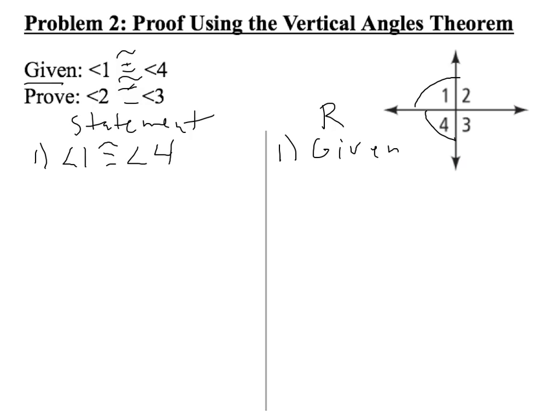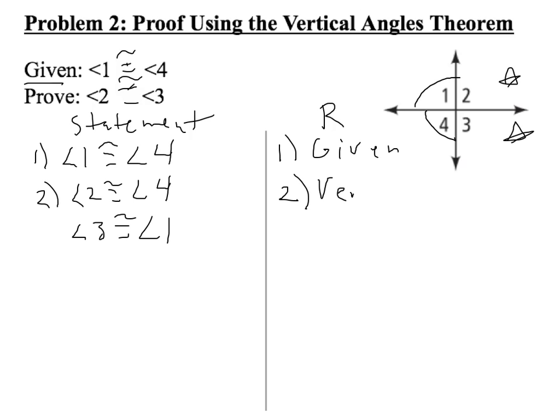And I'm trying to get that angle 2 and 3 are congruent. Well, I'm going to use the vertical angle theorem, and I'm going to state that angle 2 is congruent to angle 4, and I'm also going to state that angle 3 is congruent to angle 1. The reason I can state that is because of the vertical angles theorem. So I have angle 2 is congruent to angle 4, and I have angle 3 is congruent to angle 1.